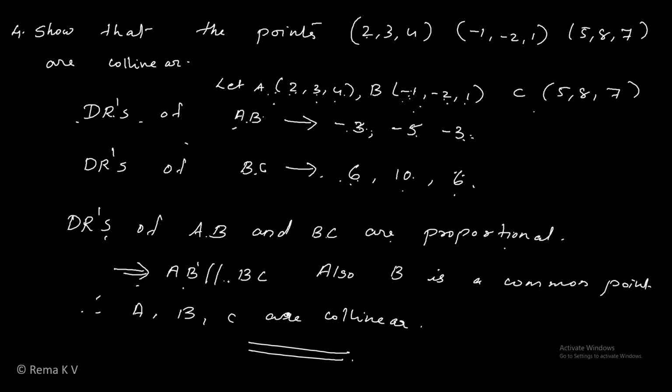This is another method. Direction ratios of AB and direction ratios of BC you have to find. If they are proportional, the two lines are parallel, and B is a common point. Therefore, A, B and C are collinear. Is it clear?